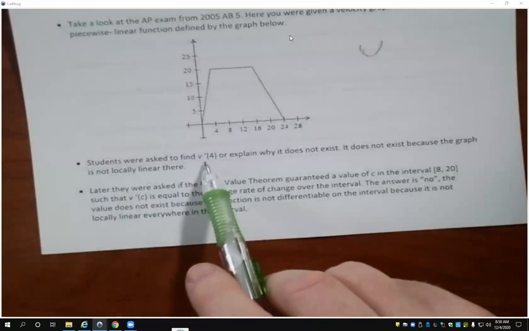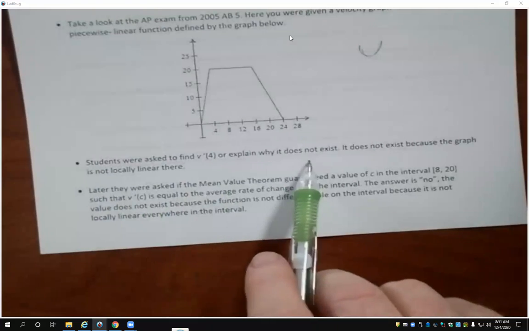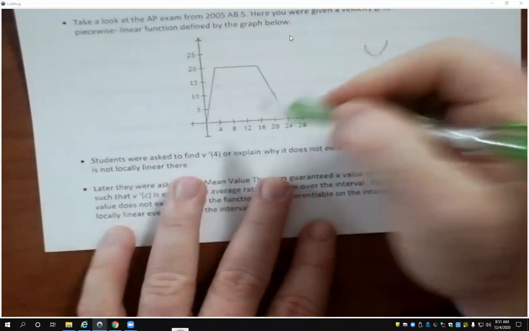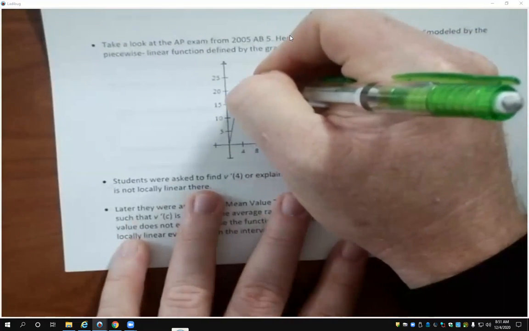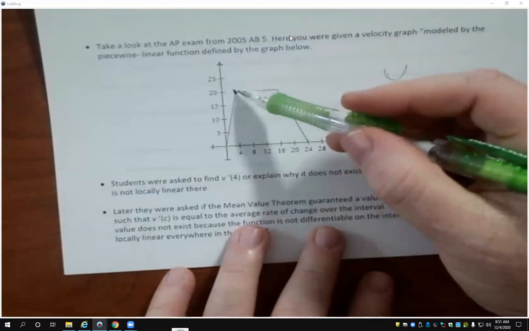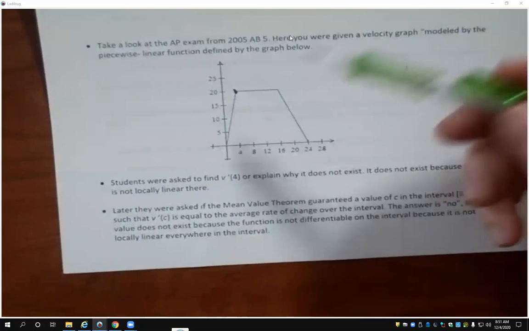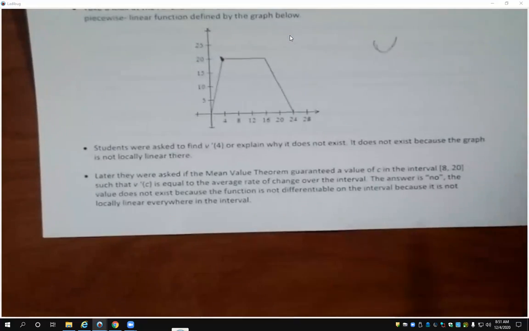But they were asked to find v prime of 4 and explain why it does not exist. So this is the graph of velocity, and they're asking us to find the slope at this point right here. Well, obviously, we come to a sharp turn there. So therefore, we are not differentiable there. Therefore, it does not exist. V prime of 4 will not exist.